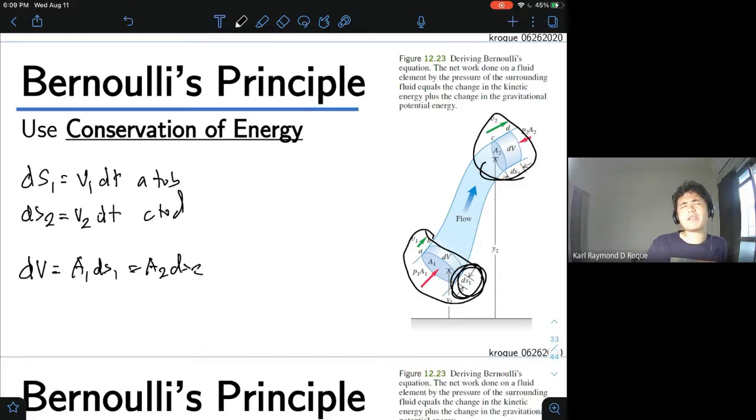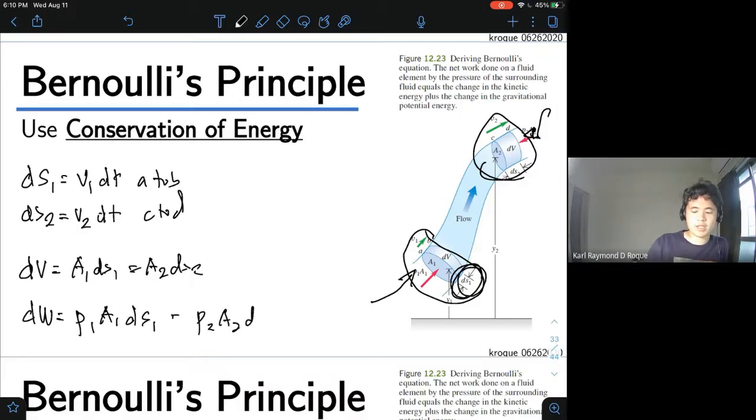If you notice, it is open to the atmosphere, so there is a force here and also a force here. So the work, or change in energy, is force times distance minus force times distance, which equals (P1 minus P2) times dV, because we derived dV for these earlier.